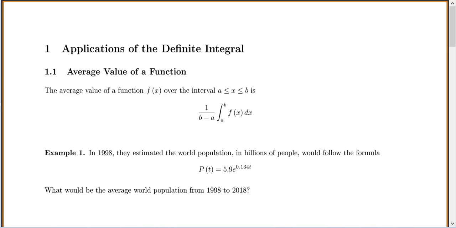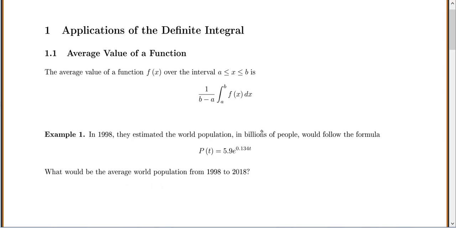So in this section, we're going to talk about a few of the applications of the definite integral. These are by no means all of them, it's just the few that were picked for this textbook. So the first one is average value of a function. Now the average value of a function f of x over the interval from a to b is going to be defined as 1 over b minus a times the integral from a to b of f of x dx. This of course makes more sense if we try an example.